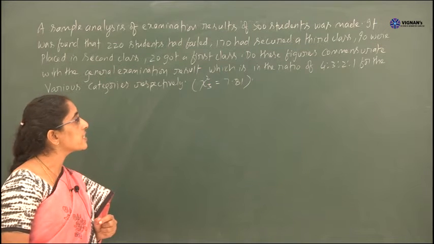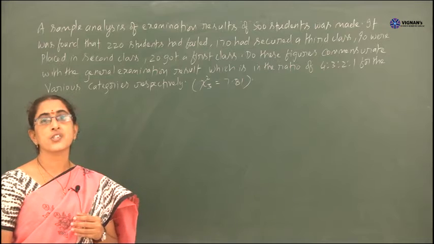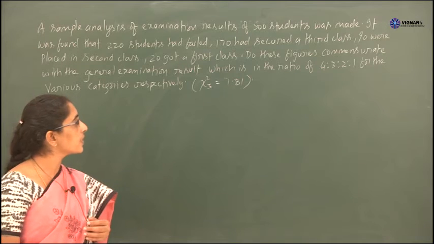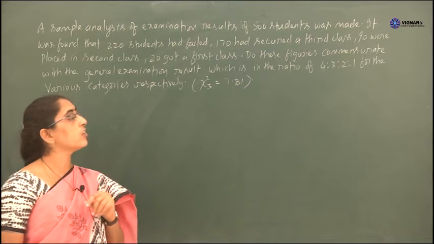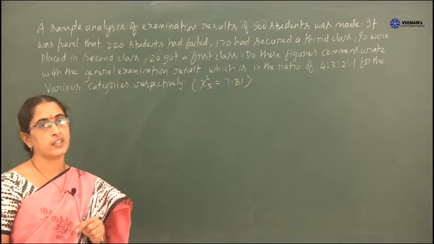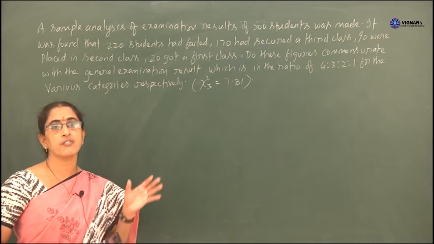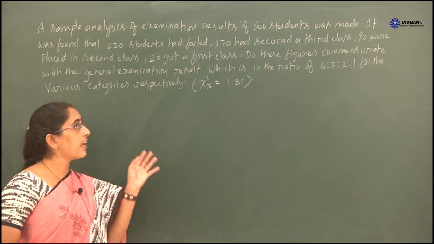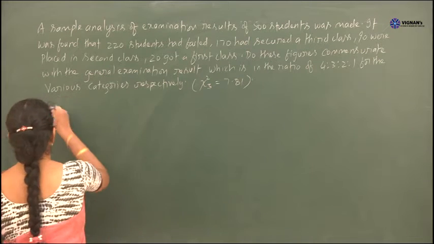Do these figures commensurate with the general examination result, which is in the ratio of 4:3:2:1 for the various categories? Now the tabulated value of chi-square for 3 degrees is given as here 7.81. In this problem, the observed frequencies in tabular form are not given, so from the given data we have to form them here.